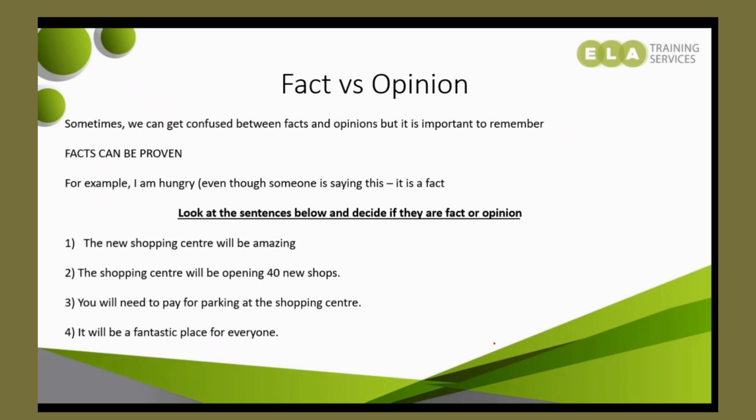For example, I am hungry. Although someone is saying this and it's coming from someone's point of view, it is actually fact. You could prove that they are hungry. So I want you to have a look at the sentences below and decide if they are fact or if they are opinionated. So we've got the new shopping centre will be amazing. The new shopping centre will be amazing is in fact an opinion. We then have the shopping centre. So about the shopping centre again, we'll be opening 40 new shops. So the shopping centre will be opening 40 new shops. Is a fact.